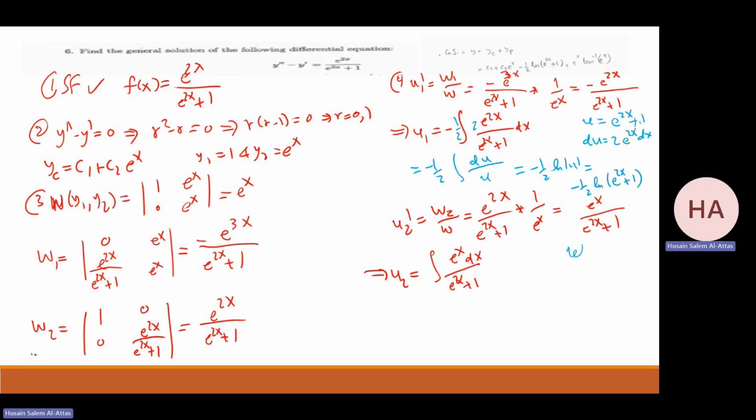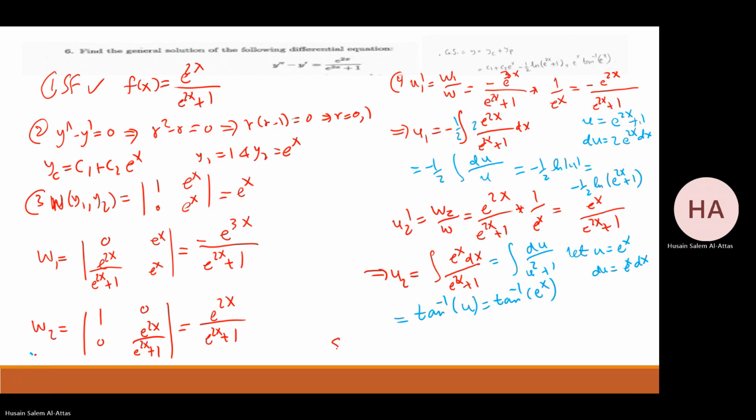So what will be my u in this case? I will let u equal e to the power x. du will be equal e to the power x dx. So that will be what? du over u squared plus 1, and that is tan inverse of u, which is tan inverse of e to the power x. You notice I did not write the c, we don't need it. Okay, so it is my yp then.